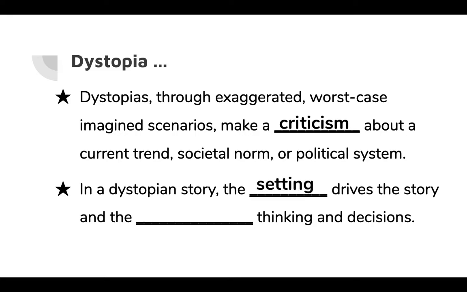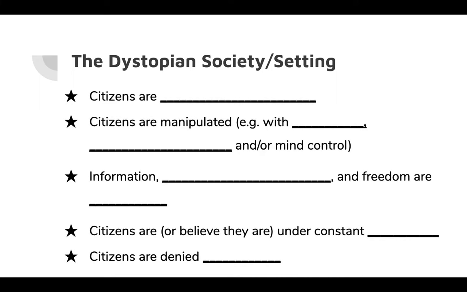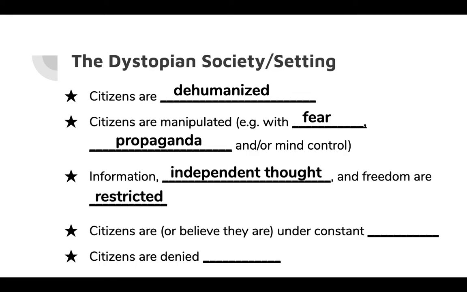In a dystopian story, the setting drives the story and the character's decisions. Now, that's always true in all literature, but it's particularly true in certain genres, and dystopian fiction being one of those genres. So looking at the characteristics of dystopian societies and dystopian settings, citizens are dehumanized, which we just talked about. Citizens are manipulated with fear, with propaganda, with mind control. In other words, people's lives and minds are kind of not their own. Information, independent thought, and freedom are restricted, meaning usually these are the societies where governments exert an unreasonable amount of control over citizens and their lives.